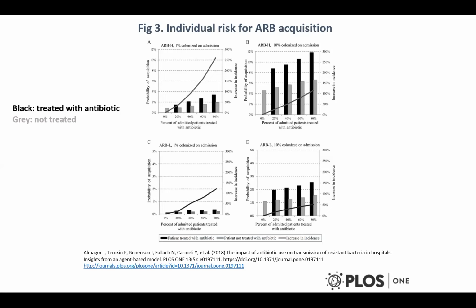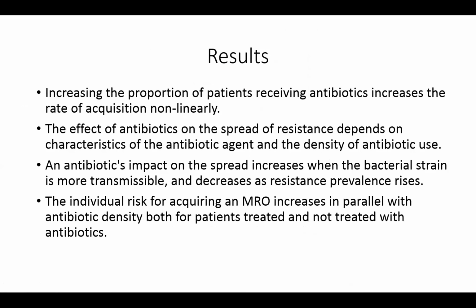And you can see here in the different simulations between patients, we've got 1% of patients colonised in this environment, but with a highly transmissible ARB, you can see how the increase in incidence goes. If you've got 10% of individuals colonised, interestingly, there's already a lot of patients treated with antimicrobials, so you can see the bars here. But there's a very high incidence already of antibiotic-resistant bacteria.